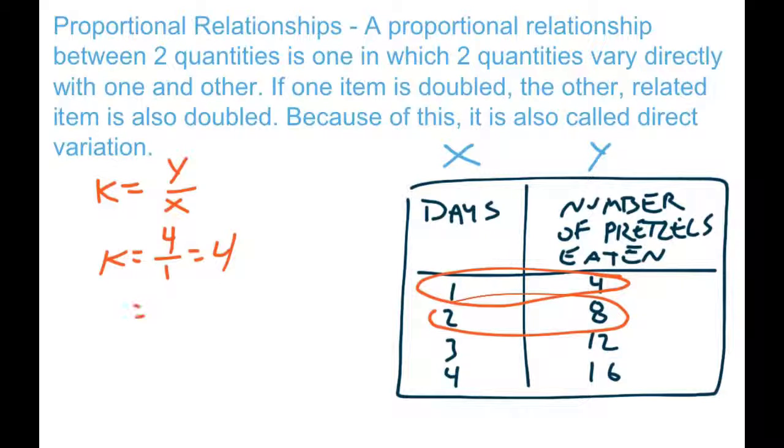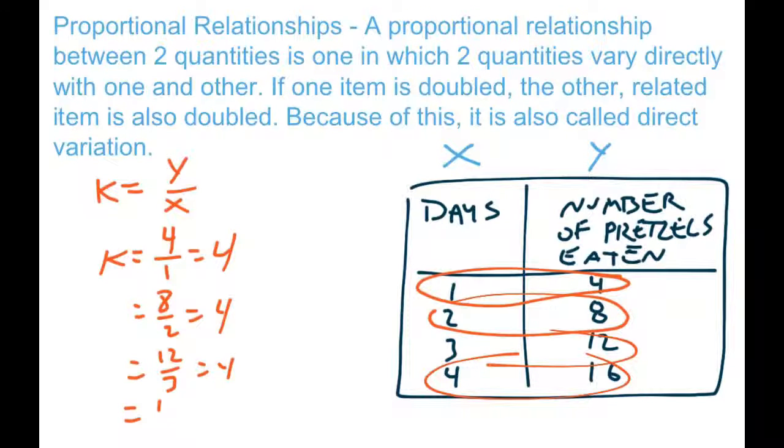And I would do 8 over 2. I would also get 4. I could check the next one, 12 over 3, which is also 4. And then the last one, 16 over 4, which is also 4. So I get the same constant for each one. Either way, our constant of proportionality is K equals 4.